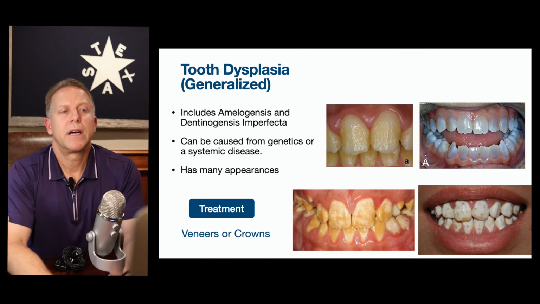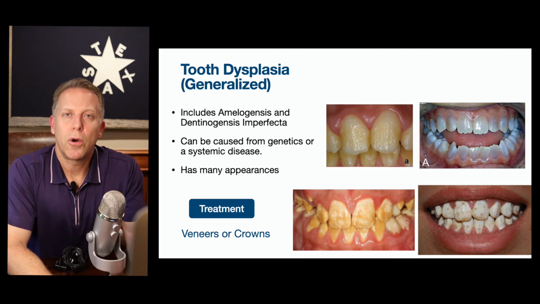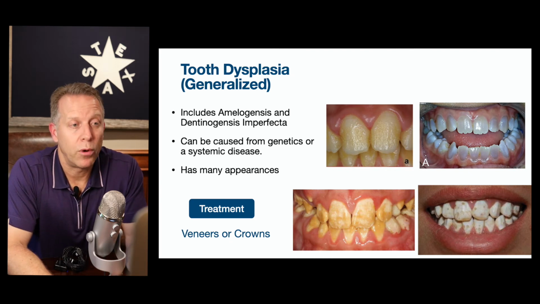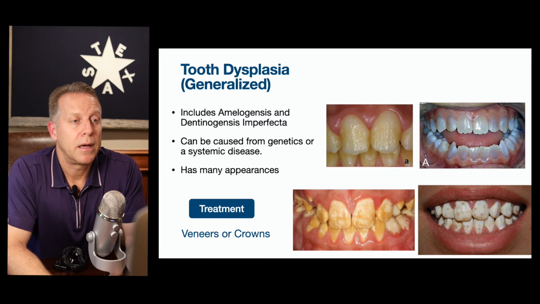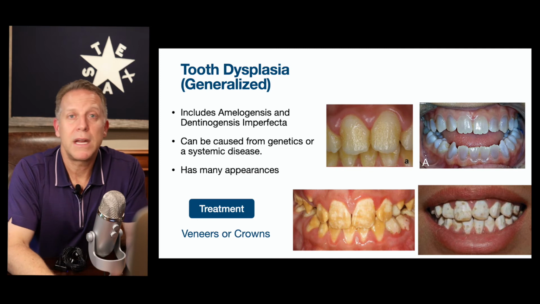And then you can just have tooth dysplasia. It's just a generalized term. It just means something didn't go right when the enamel was being formed. Many times this is called amelogenesis imperfecta or dentinogenesis imperfecta. And this can be caused by genetics or just a variety of systemic diseases. And it has many different appearances.